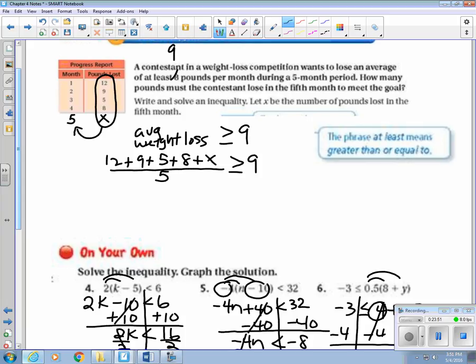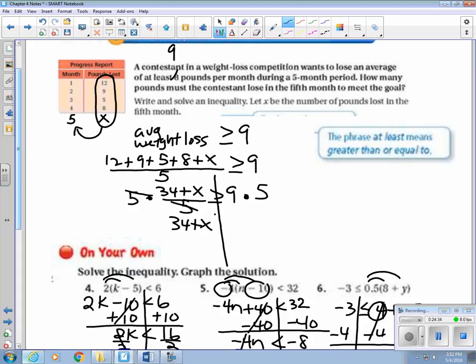Again, in the numerator, I'm going to add all these numbers together, combine like terms. 12 plus 9 is 21. 21 plus 5 is 26. 26 plus 8 is 34. So I get 34 plus x in the numerator divided by 5 has to be greater than or equal to 9. Here's where I've got to say, okay, this 34 and the x are both in the numerator, so they're more connected because the 5's in the denominator. So I want to get rid of this 5 first. It's less connected. Right now, this says divide by 5, so I want to multiply by 5 on both sides. Okay? Multiply by 5 and divide by 5 are going to cancel out. All I have left on this side is 34 plus x.